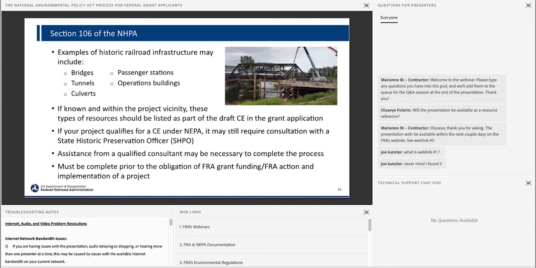This is, again, less about putting your application together, but more about setting an expectation for what to expect if a grant is awarded and we have to conduct a Section 106 process. There may be the need for the applicant to acquire the services of a qualified consultant to help us complete the process. This, like the NEPA process, must be completed. The Section 106 process must be complete prior to the obligation of an FRA grant, or before an FRA action is taken and the project is implemented.